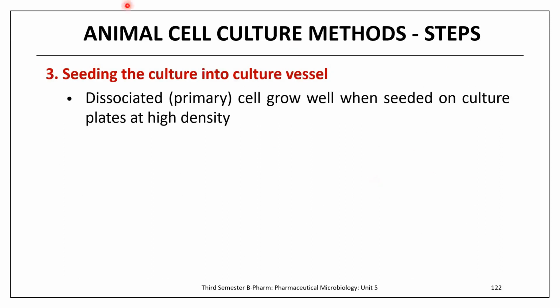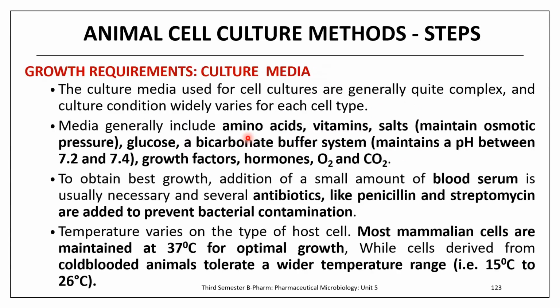Now the third step is seeding of such culture into culture vessels. So the dissociated primary cells grown in the primary cell culture are seeded on the culture plate at a high density for secondary culture. So we have to use different culture media for this kind of animal cell culture. We have already mentioned different requirements of media like amino acids, vitamins, glucose, bicarbonate buffers, growth factors, hormones that have to be used. And in order to avoid the contamination of microorganisms, we have to use some kind of antibiotics like penicillin, streptomycin. It must be added to prevent the contamination of microorganisms.